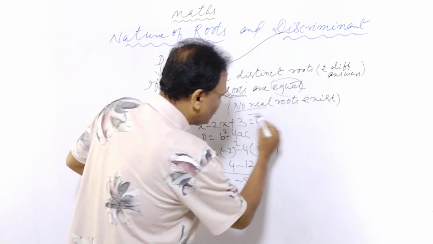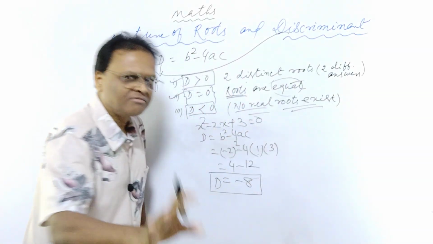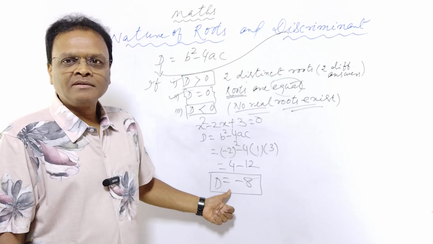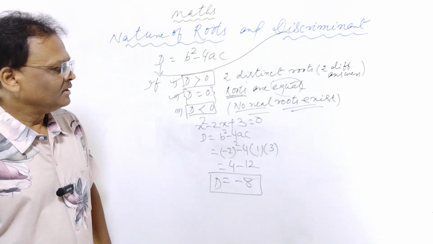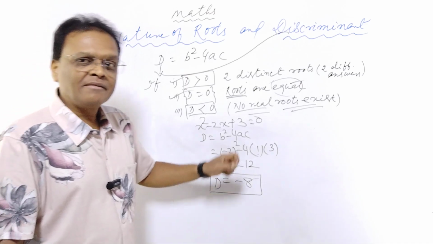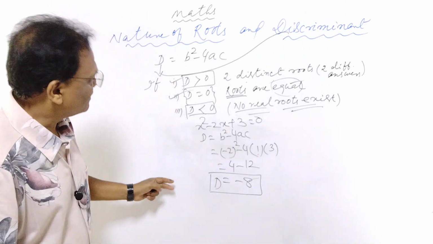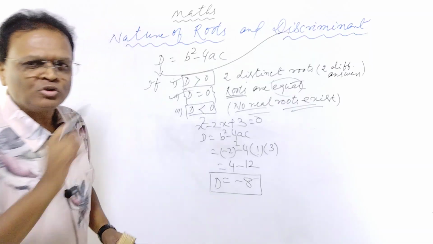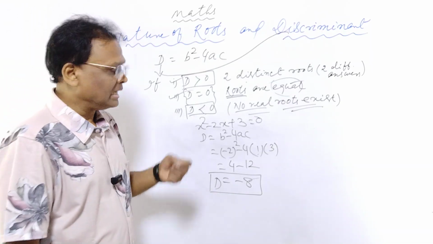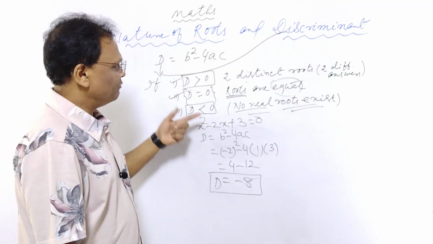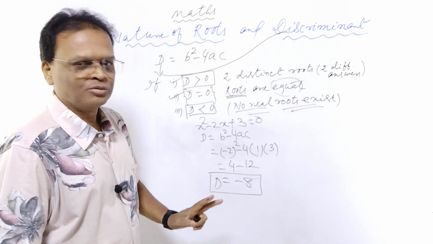What happens if D is less than 0? There are no real roots. We can't find them. Finding the roots does not exist. Roots don't exist, we can't find them. So these are the three most important points, important for MCQ as well as subjective questions. Very important: how to find the nature of the roots.